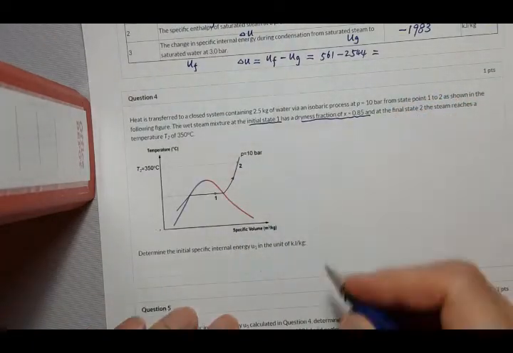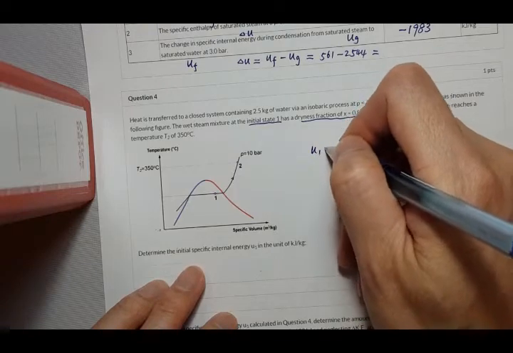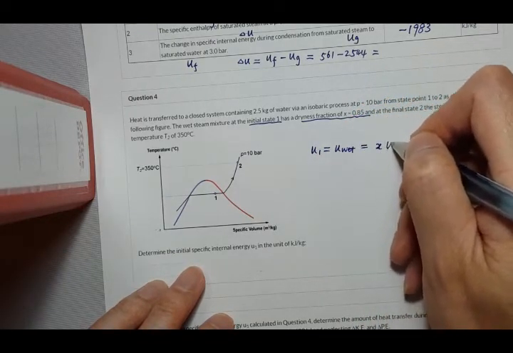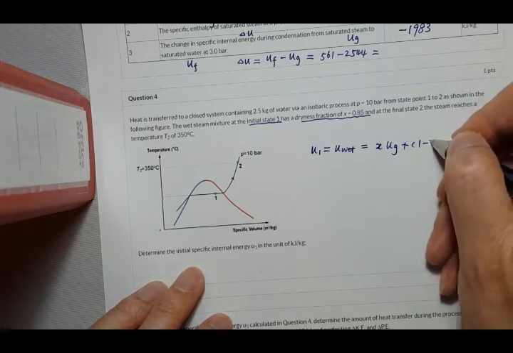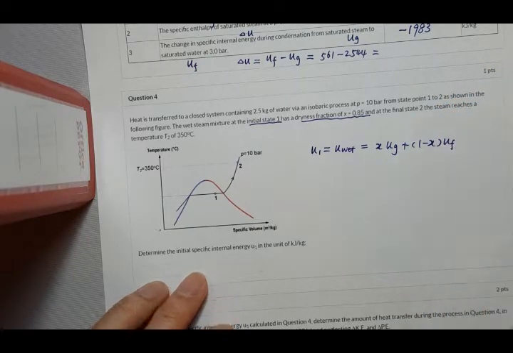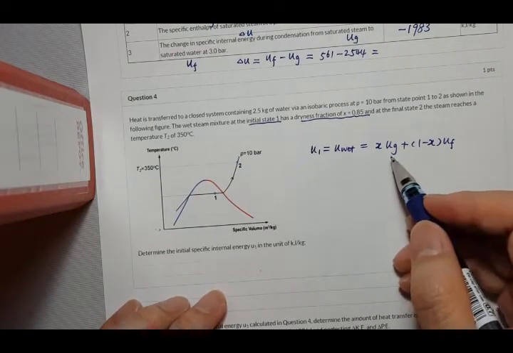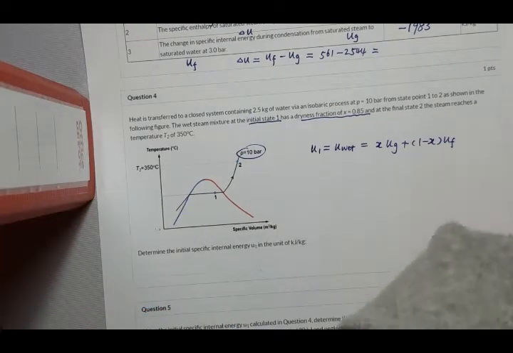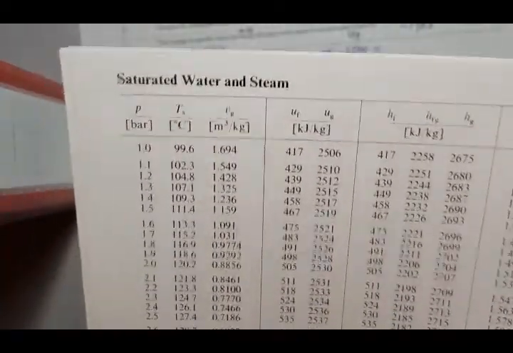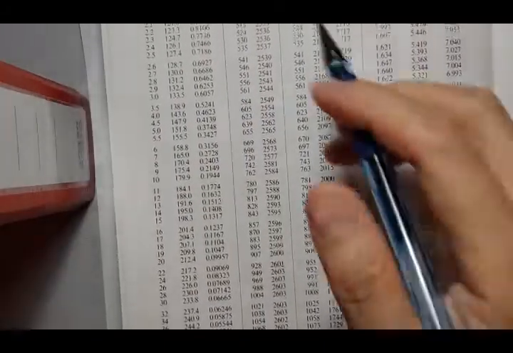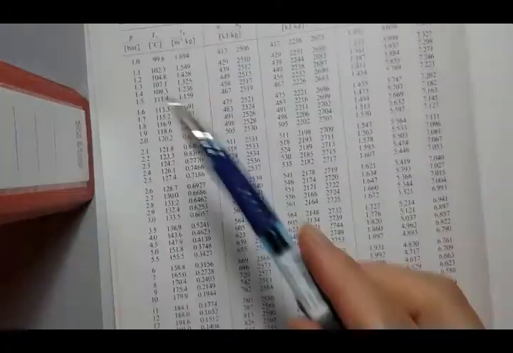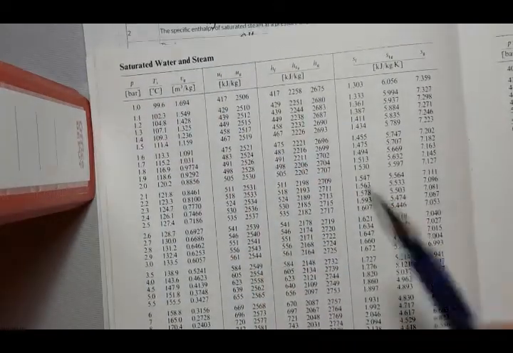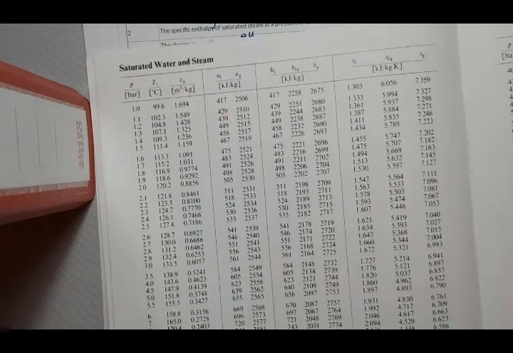So here, I'm just going to write on this paper. So U1 is equal to U wet, x times UG plus (1 minus x) times UF. Okay, so we just need to find out UF and UG according to that pressure, P is equal to 10 bar. So in this case, we're going to use the steam table again. So that's saturated. We'll only use the saturated water and steam table to find out UF, UG, because you can see there's UF, UG here.